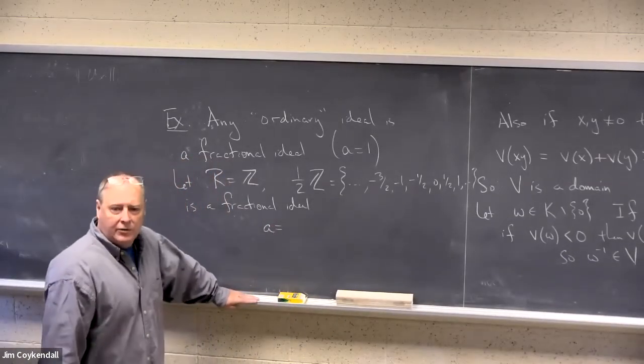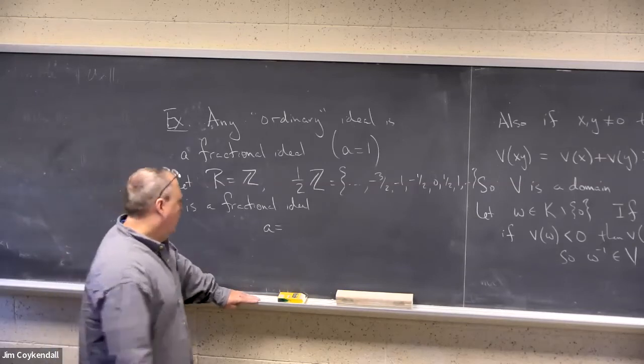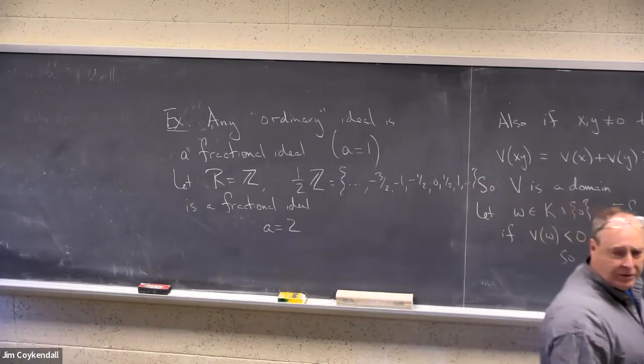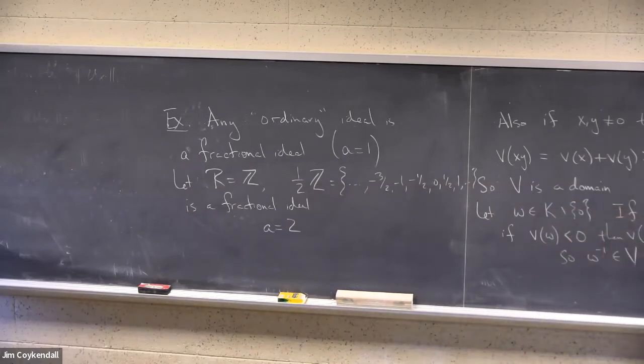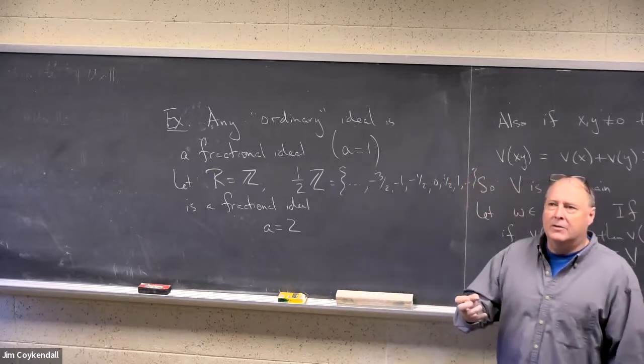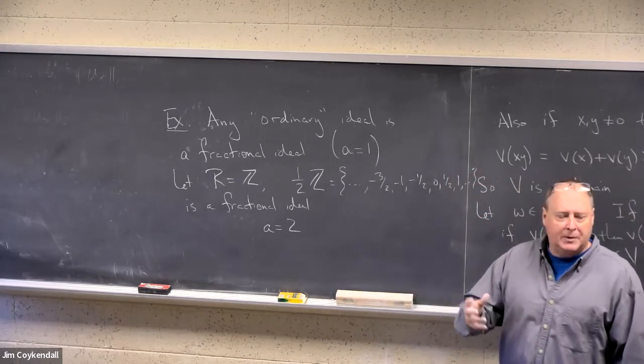What A works for this? 2, for example, or you could have gone 4 or 8 or 6 or whatever you like, right? Any of those. Here's the thing that maybe confuses people sometimes about fractional ideals.